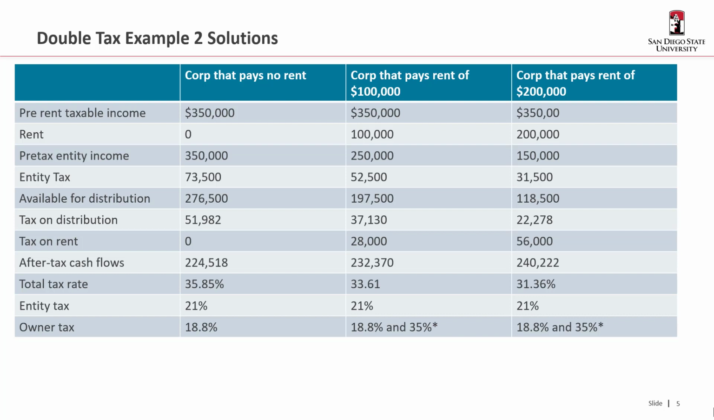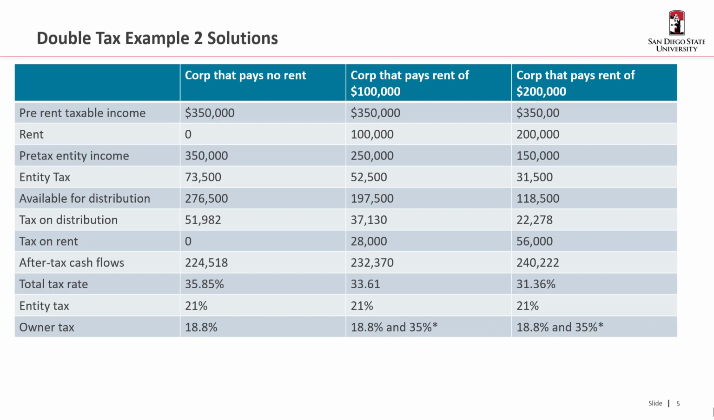So why don't we bump it up? Why don't we have the corporation pay a greater amount of rent? So now in the third column, it's paying $200,000 of rent. That only leaves $150,000 of income. The entity level tax is down to $31,500. That leaves $118,500 for the distribution. The other $200,000 is coming through rent.